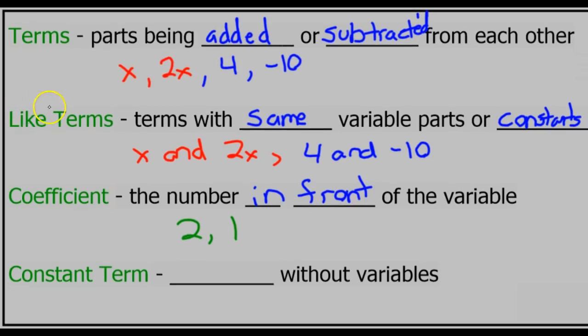The last one, constant terms, they are numbers without variables. So like we said up here, our constants are numbers without variables, and that's our 4 and 10, or -10. So the numbers without variables are 4 and -10.